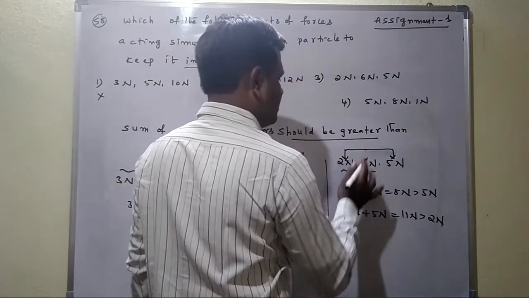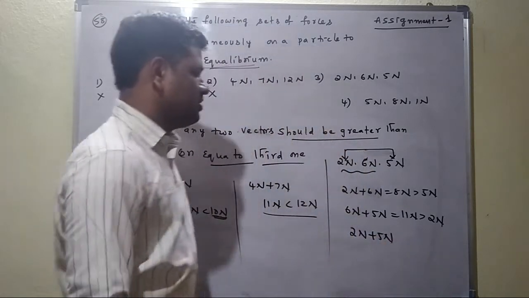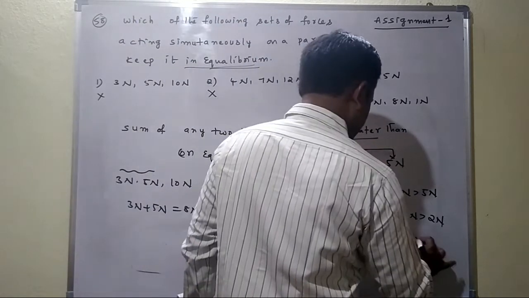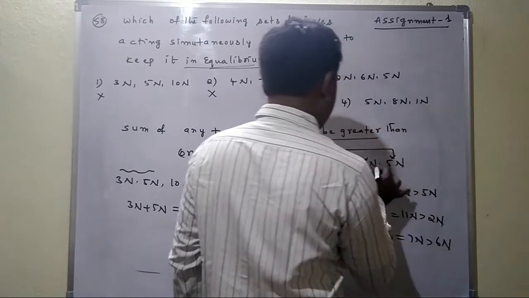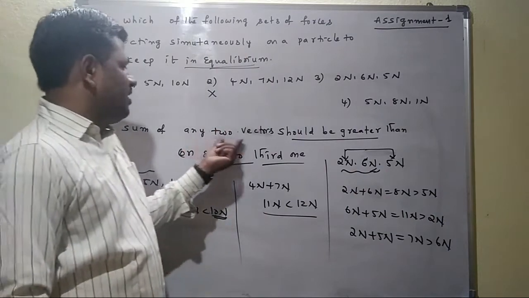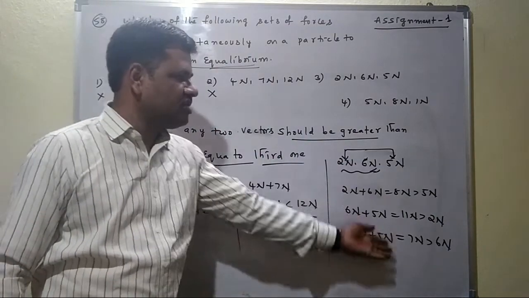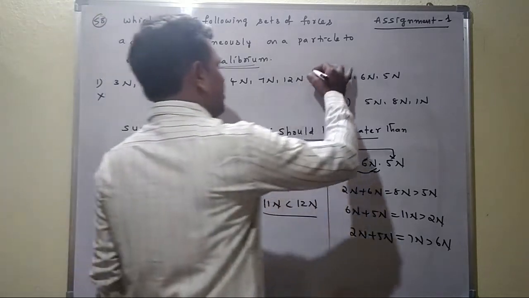Remaining is 6 Newton. So 2 Newton plus 5 Newton is equal to 7 Newton. 7 Newton is greater than the 6 Newton. Here the sum of any two vectors should be greater than the third one. That condition is satisfied by the third option. So the third option is right.